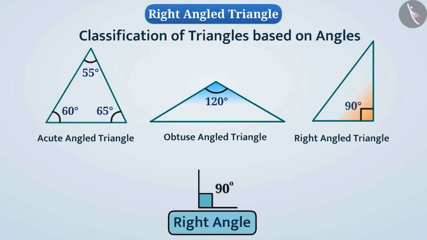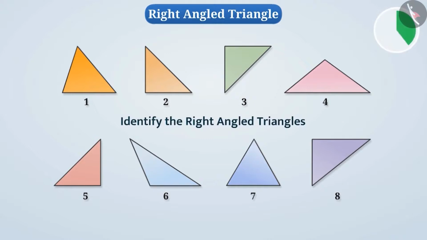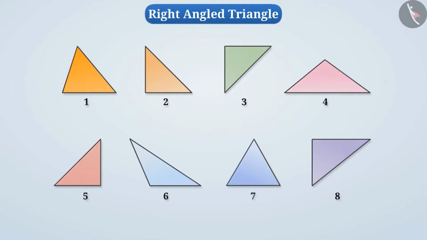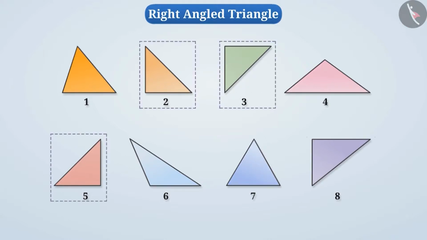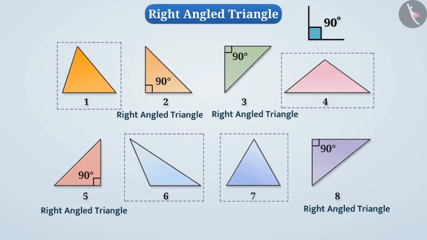As you can see, some triangles are shown here. Pause the video and find out which triangle is a right-angled triangle. As you can see, the triangles shown in figures 2, 3, 5 and 8 have one angle as a right angle. So, this is a right-angled triangle. Consider figures 1, 4, 6 and 7. None of the angles here is a right angle. Therefore, we cannot call them a right-angled triangle.